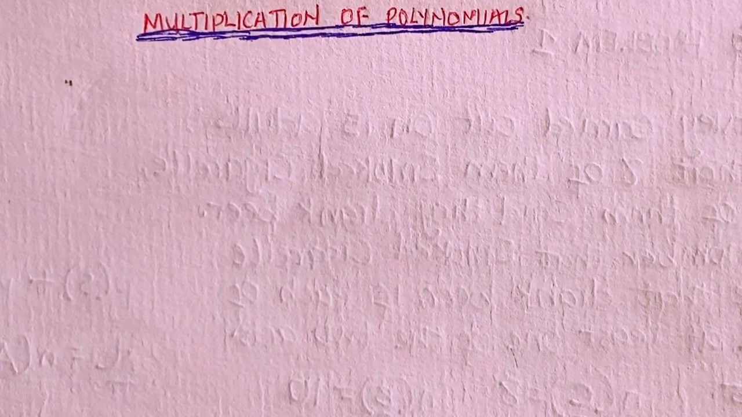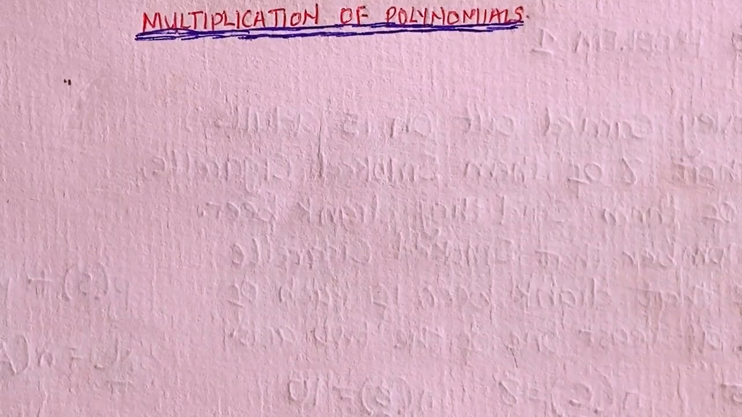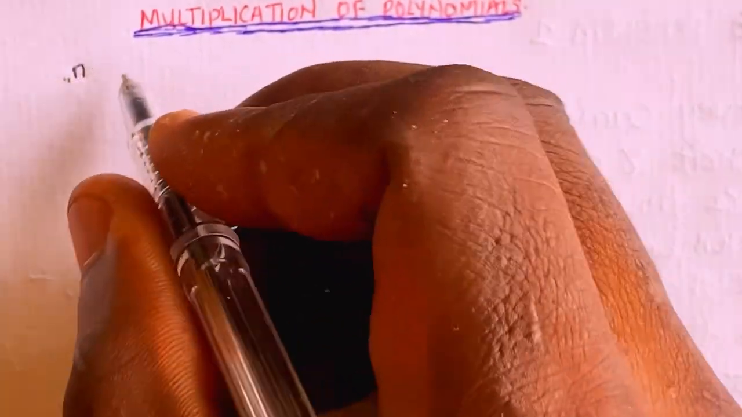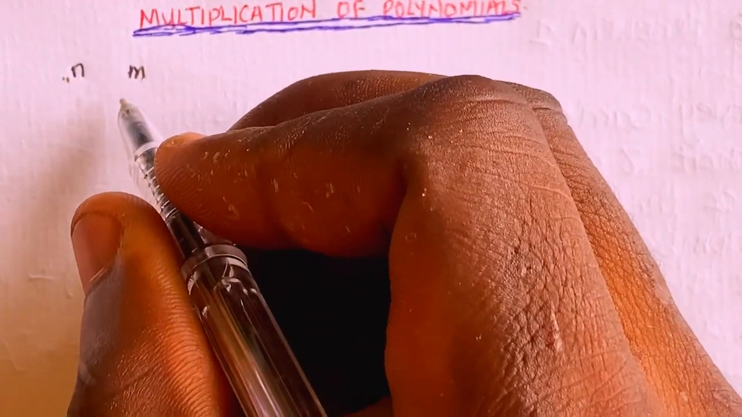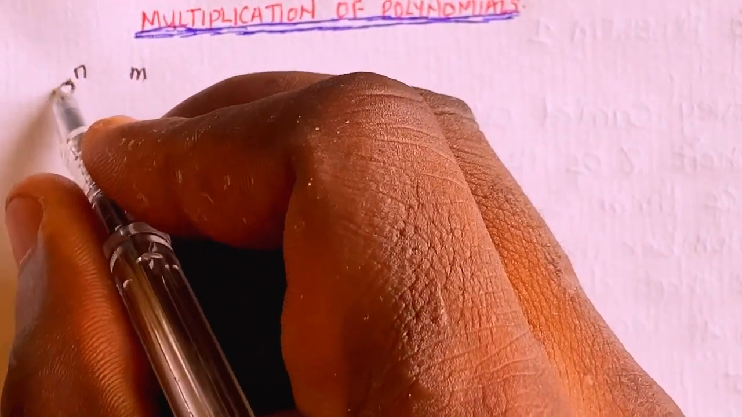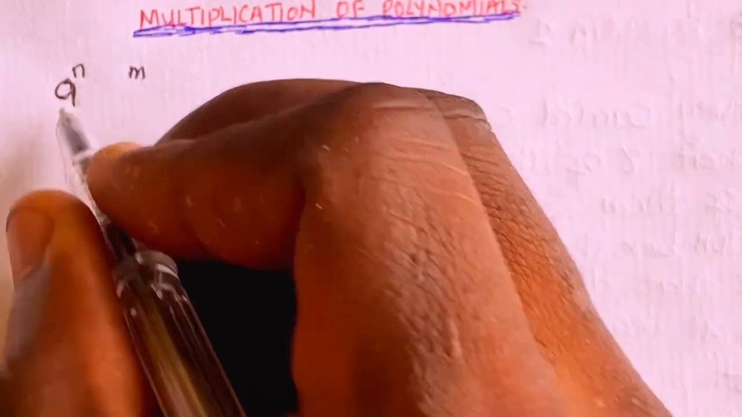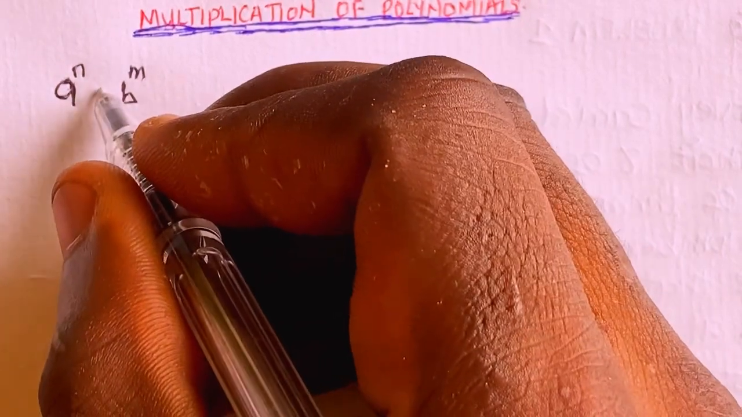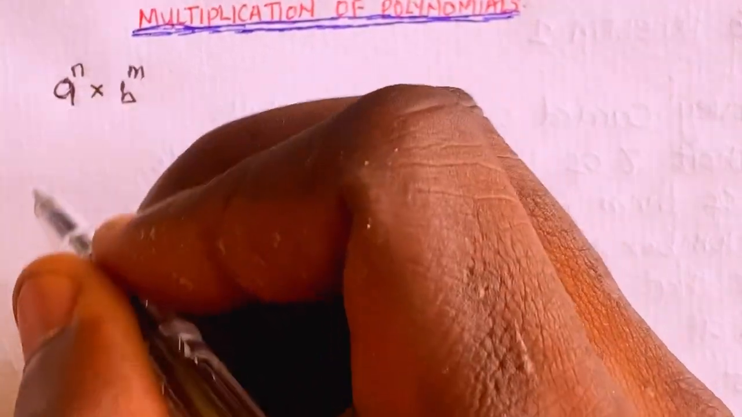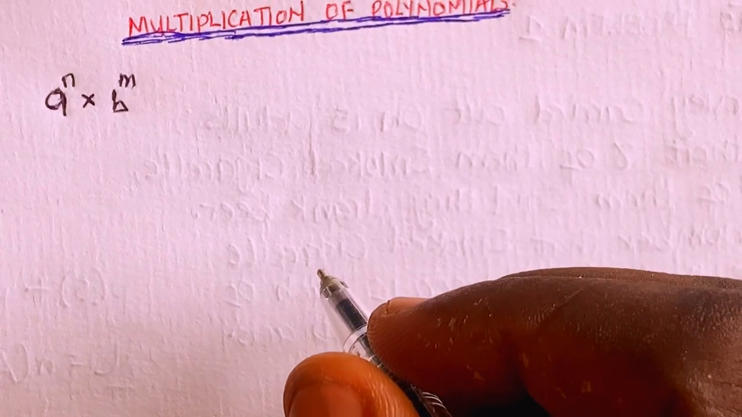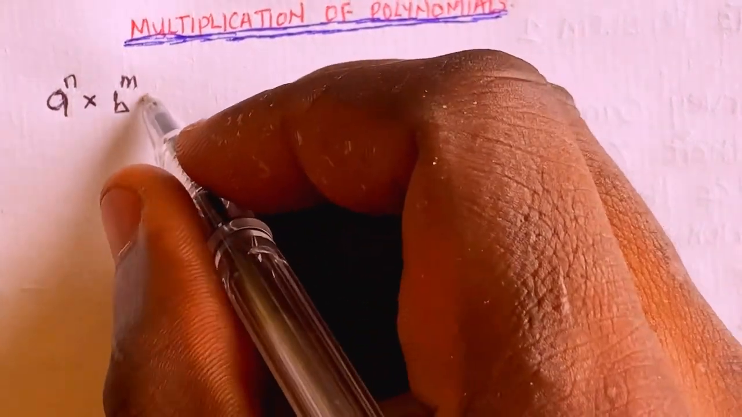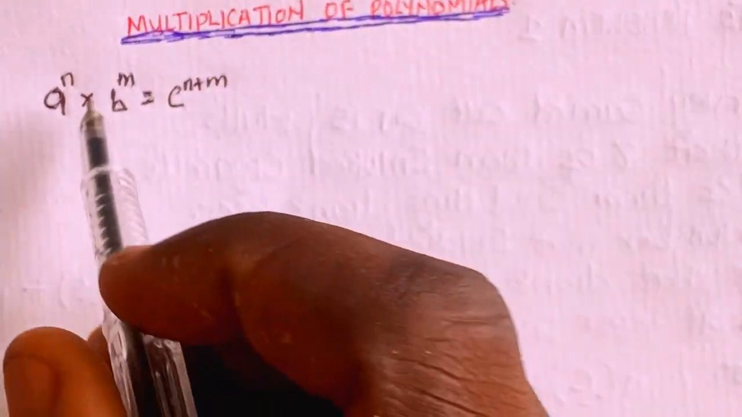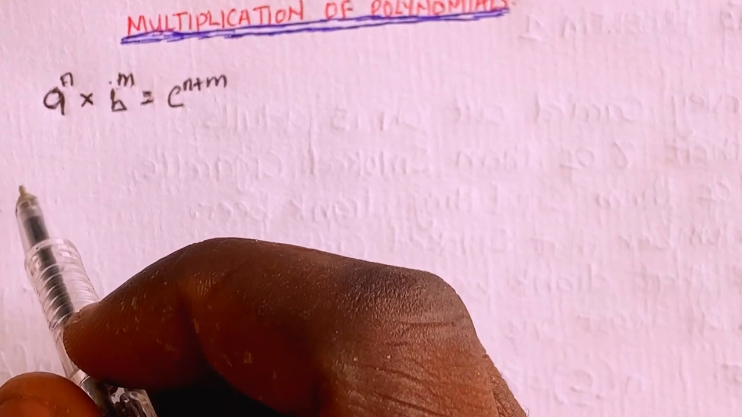In this video, I'll be talking about multiplication of polynomials. Suppose you are given a polynomial of degree n and a polynomial of degree m. Let's say we have the coefficient, or let me just say variable, to be a, and we have the variable of this to be b. Then we have an operation, multiplication, in the middle. Whenever you are asked to multiply two polynomials together, it's going to give us another polynomial of degree n plus m. That means we are going to simply add these two powers together.